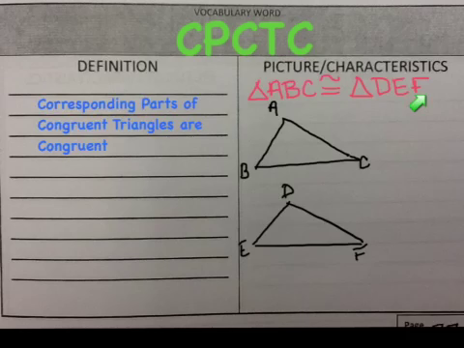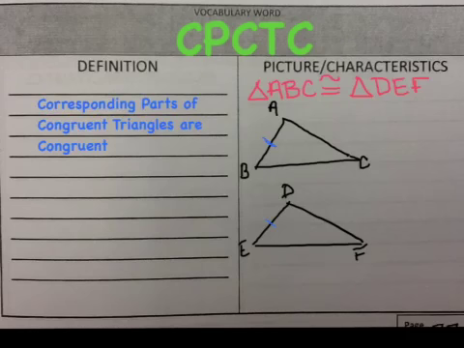So first thing is, look at the first two letters. We have A and B. And the first two letters of this triangle, D and E. That tells us that side AB is congruent to side DE. So we can label that. Side AB is congruent to side DE.